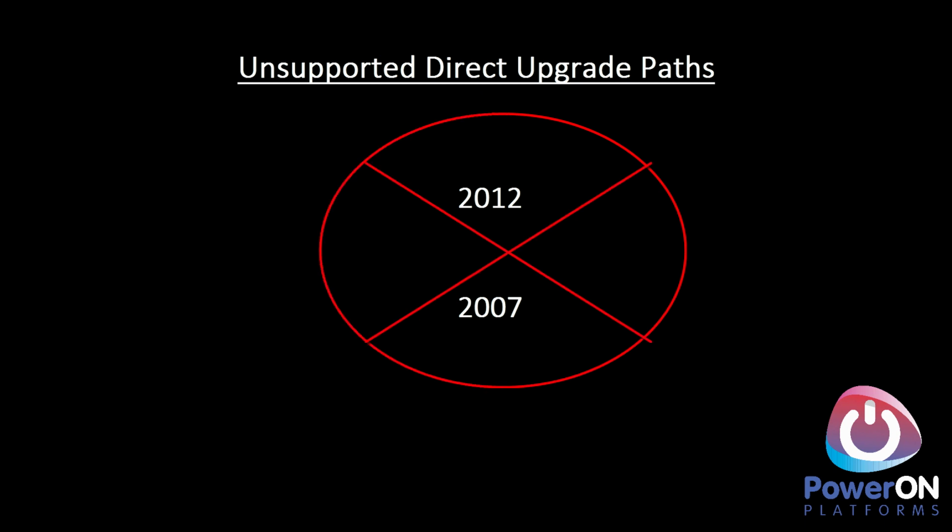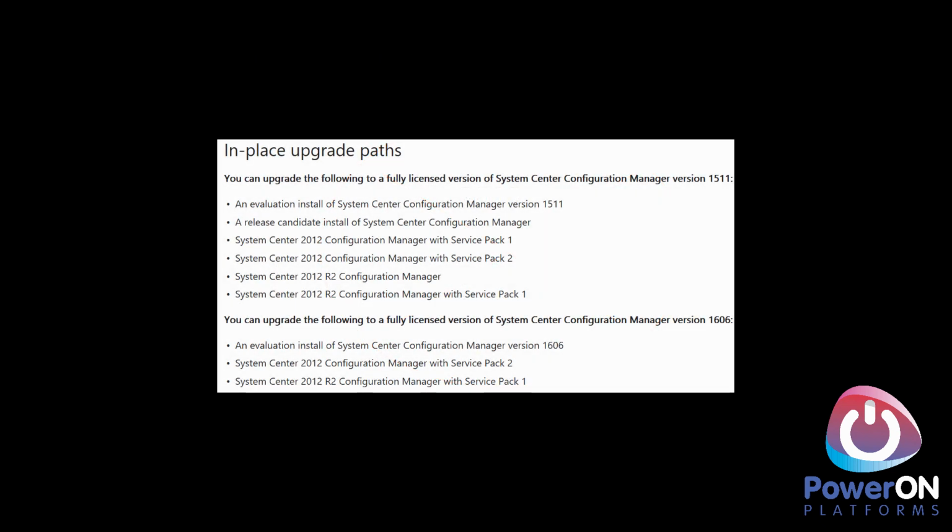You cannot upgrade directly to 16.10 from 2012 or 2007. If you're on 2007, you should really look at upgrading. If you have the licensing, you need to get into the latest version to make your life so much better. If you're on 2012, you need to get yourself to a baseline, so maybe 15.11 or 16.06, and then you can upgrade yourself to 16.10.